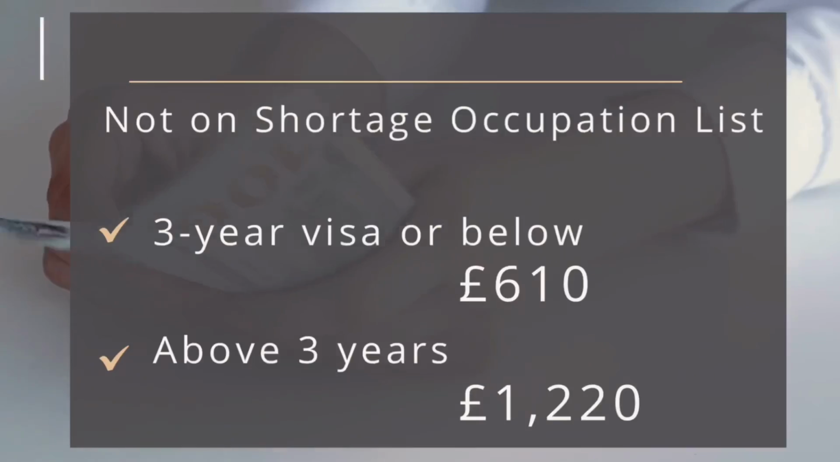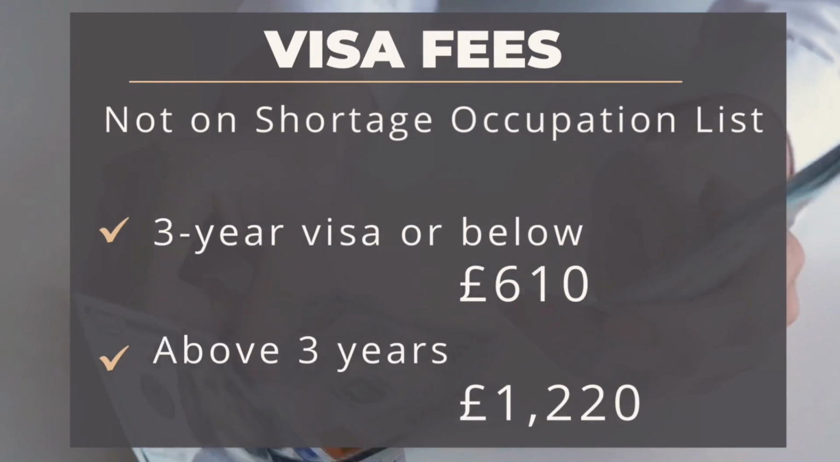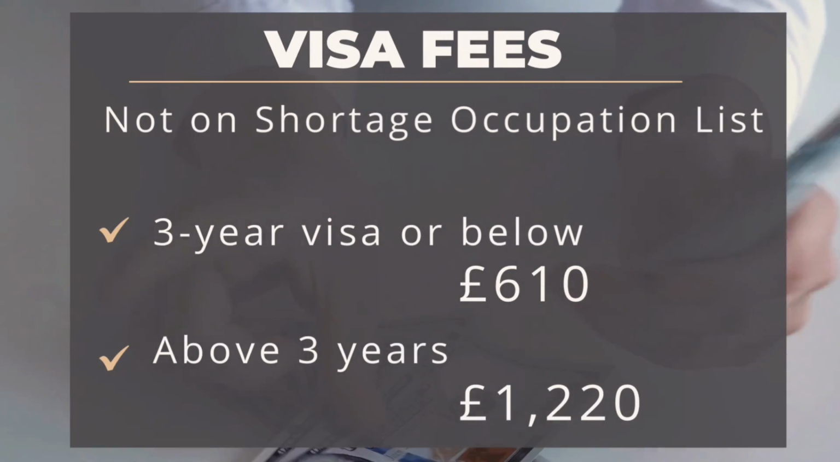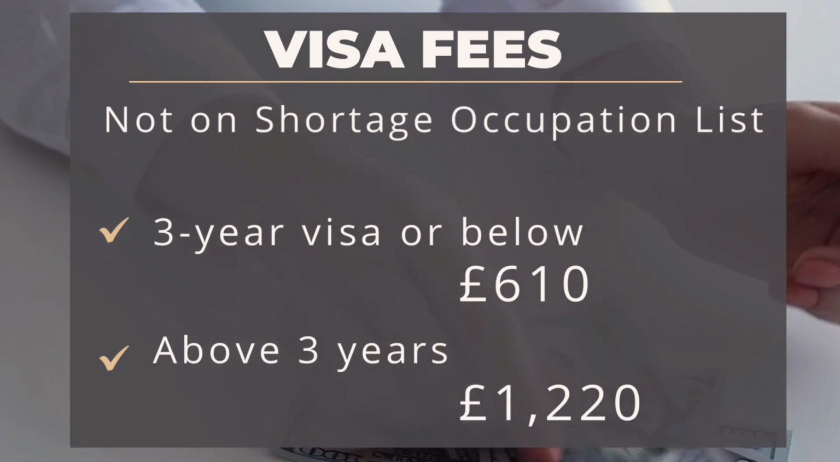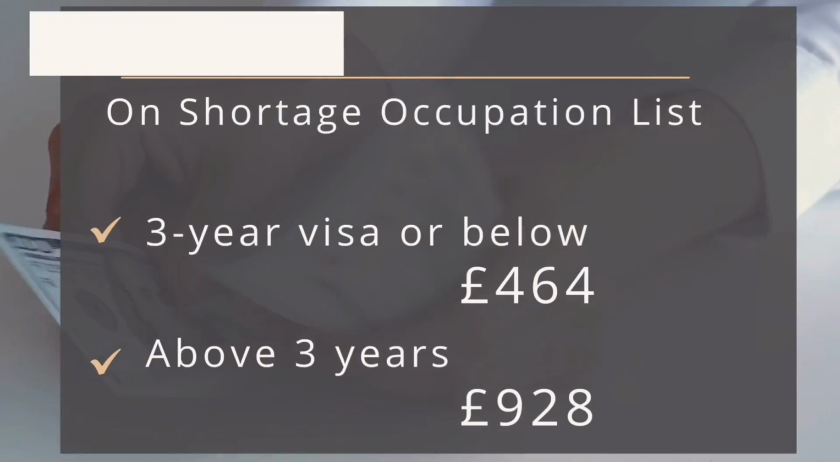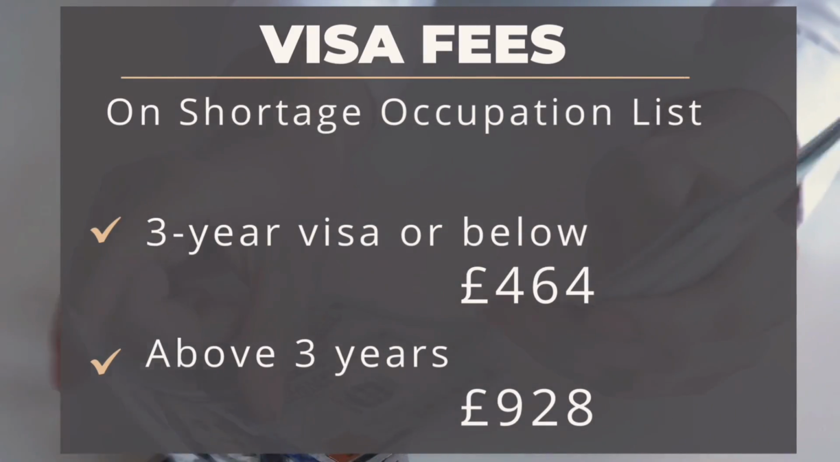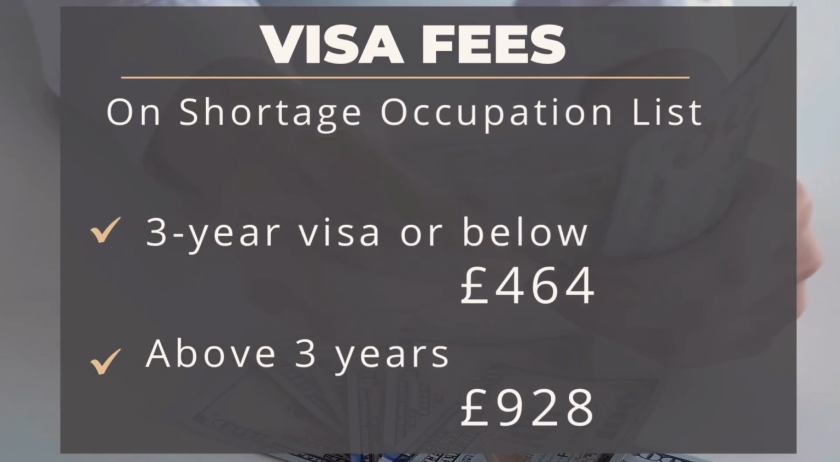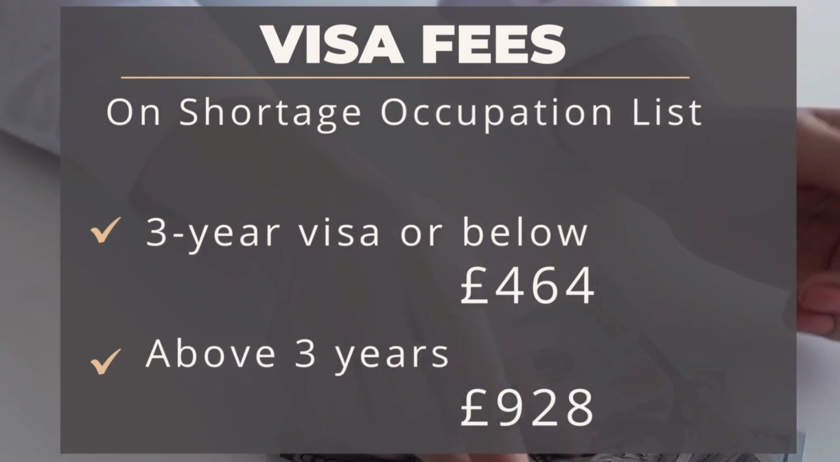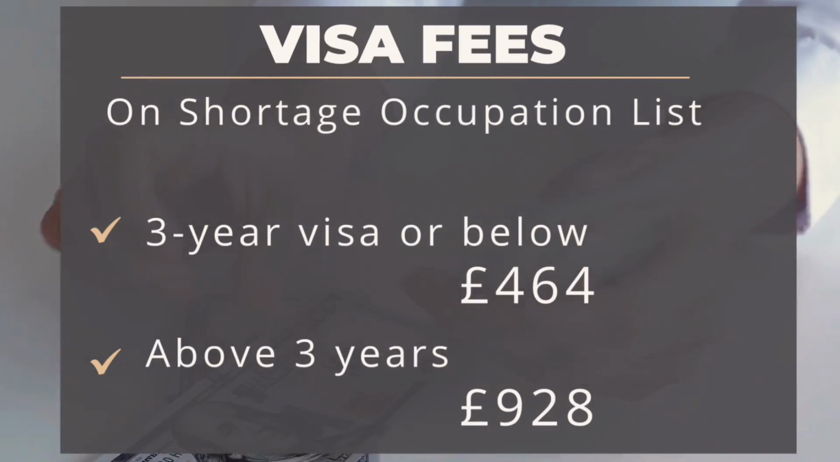For those applying as a dependent of a skilled worker visa holder who is not on the shortage occupation list, they have to pay £610 for a 3-year visa, and for anything beyond 3 years, you will pay £1,220. For dependents of a skilled worker visa under the shortage occupation list, they have to pay £464 for a 3-year visa and £928 for anything above 3 years.